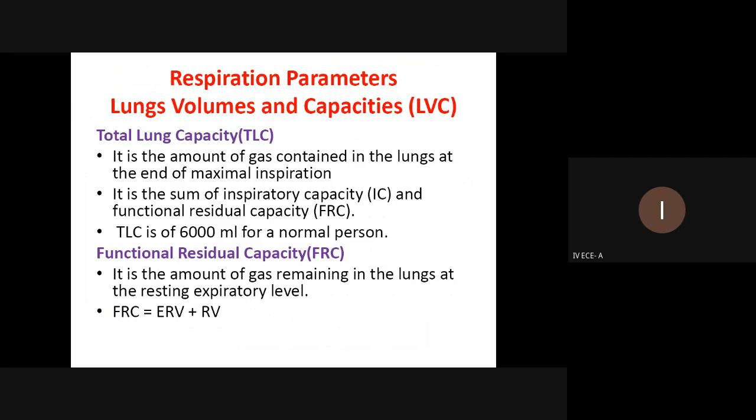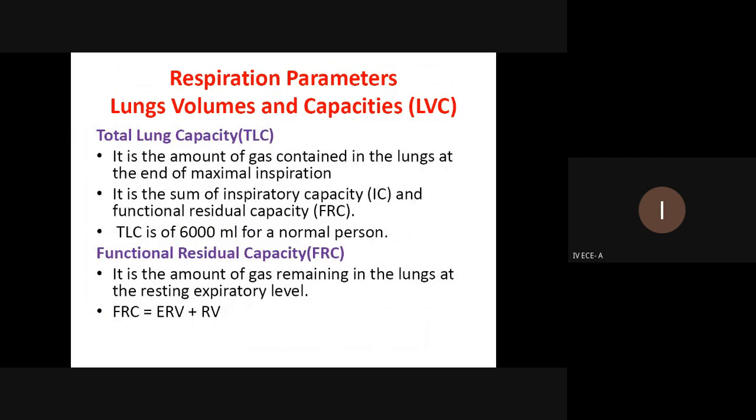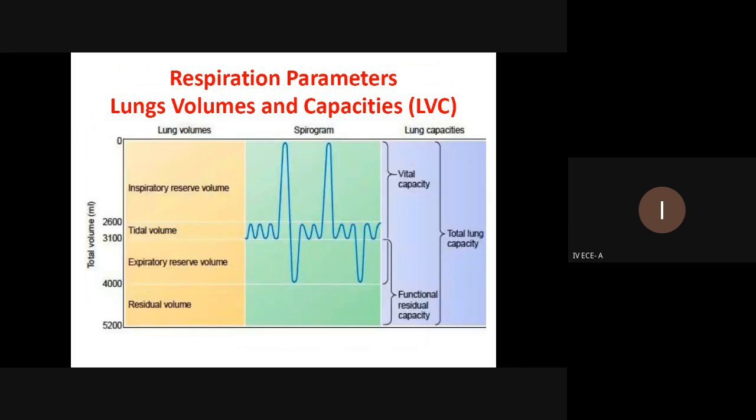Okay, so functional residual capacity, FRC, is equal to ERV plus RV, that is expiratory reserve volume plus residual volume. Okay, so these are the respiration parameters. So what are the tidal volume, expiratory reserve volume, and residual volume? This is the graph which indicates the standard values in ml: 2600 ml, 3600 ml, 4000 and 5200 ml is the total volume. Based on this, the respiration rate of the lungs can be measured.